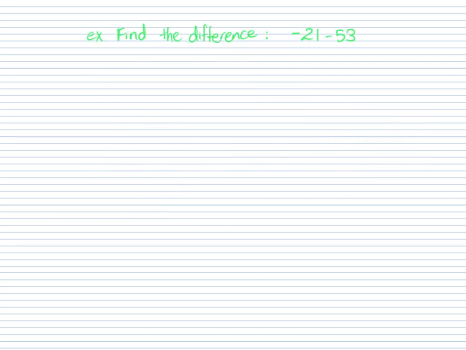Okay, so here we have some bigger numbers. We have negative 21 minus 53. All right, so the first thing that's important to remember is that subtracting numbers is the same as just adding a negative. All right, so now adding a negative, we already went over that in the other video, but the rule that's important to remember, I will remind you here and now.